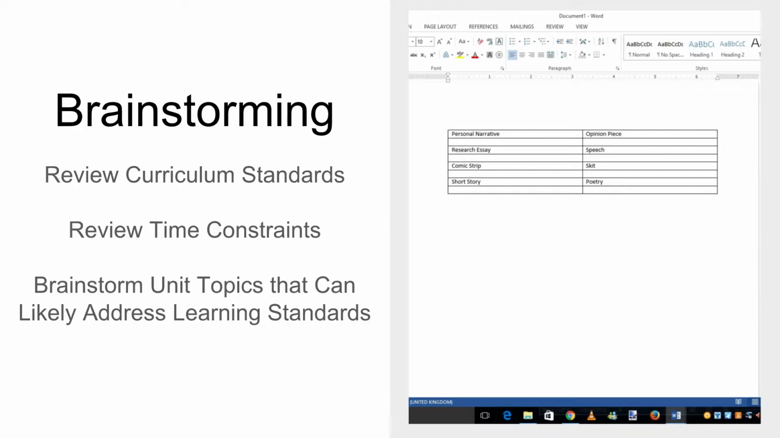And I just tried to think of some different unit topics that I might be able to use that would address the standards that I was seeing. This was all very informal. I put it on a scratch pad. I made a chart on the Word document.